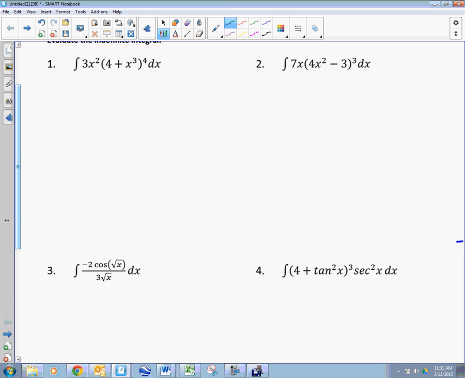We get to Beau's point in this problem. We say that u is equal to what? However, du is equal to 8x dx. I don't have an 8x dx. I have a 7x dx. What's the derivative of 4x squared?